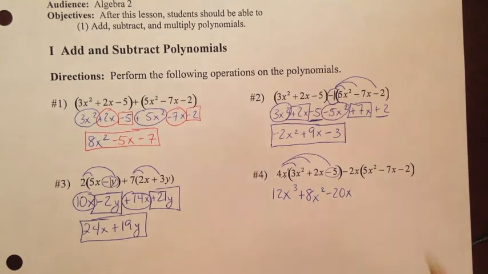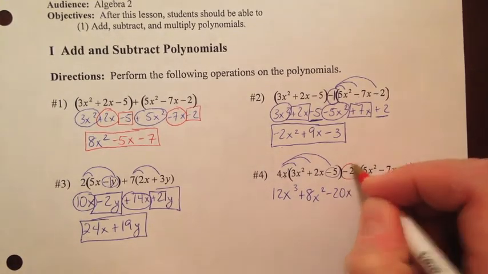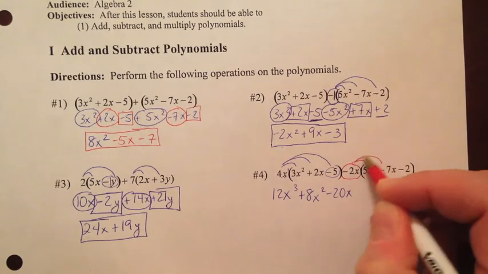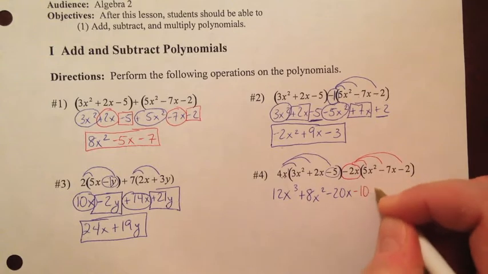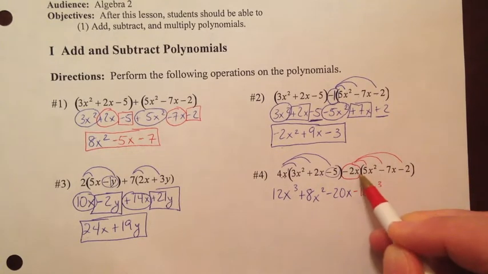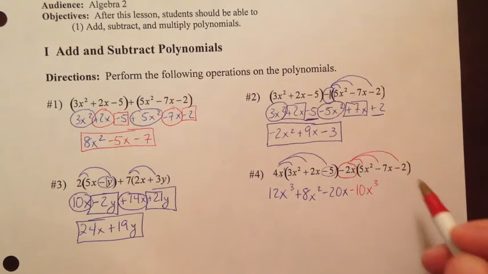And then over here, this is a minus 2x. Think of that as a negative. So we're going to do negative 2x times 5x squared. That's minus 10x to the third. When you multiply the variables, you add the exponents.